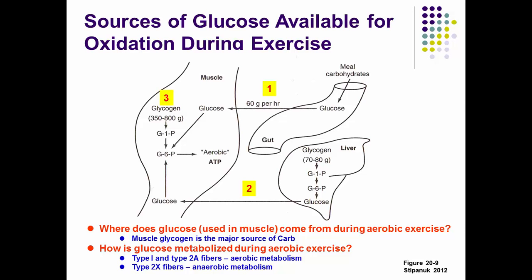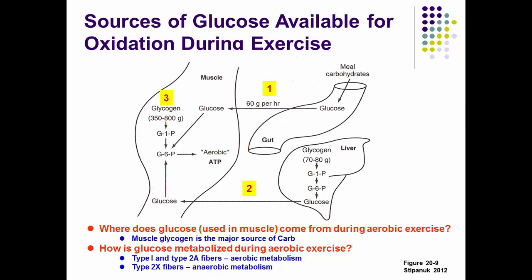So type 1 and type 2A, these two types of fibers are able to do aerobic metabolism because of their high mitochondrial content. So these two types of fibers can do aerobic metabolism of glucose. So glucose is aerobically metabolized in type 1 and type 2A fibers during exercise, right?